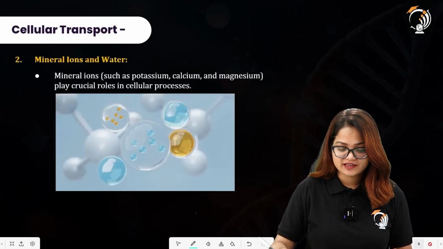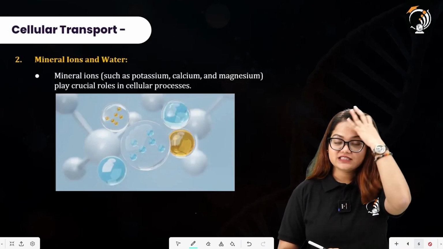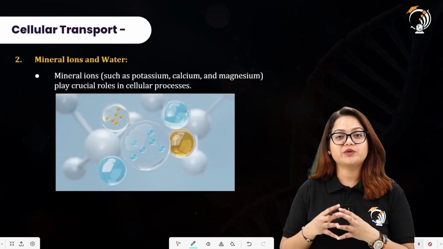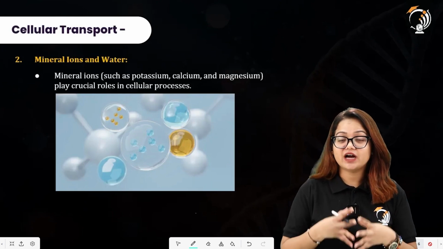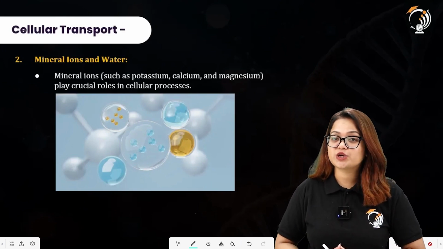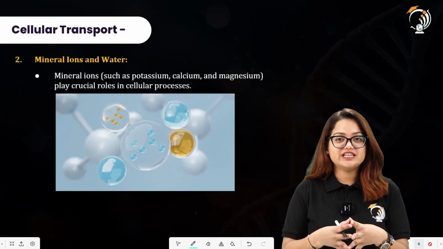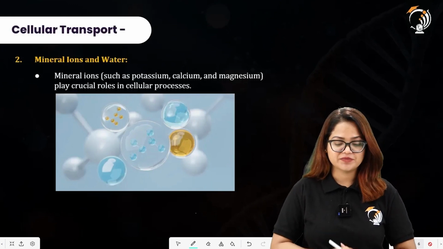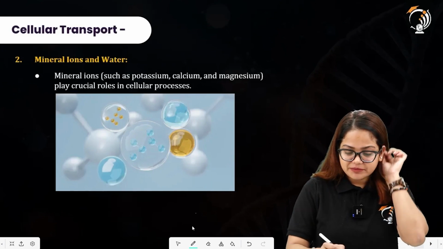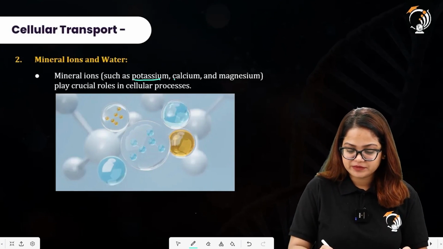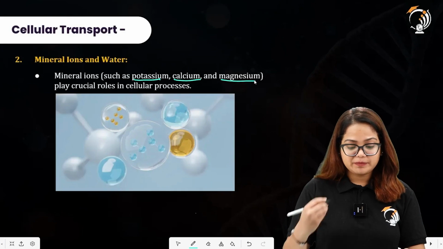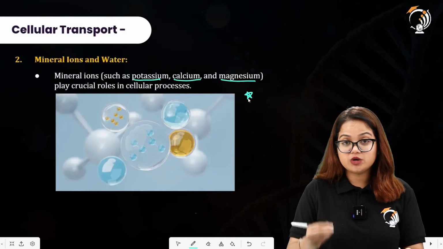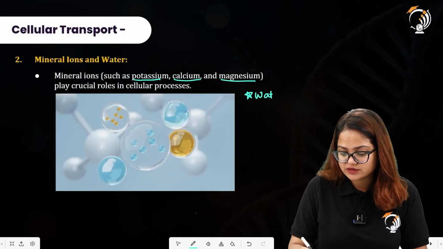All right. Moving further, mineral ions and water are also required by a cell. Now, water is the main region where most of the chemical activities occur. And mineral ions are also required by the plants. Both of these, water and mineral ions, are crucial to maintain the osmotic balance. So, we will talk about that. The mineral ions such as potassium, calcium and magnesium play crucial roles in cellular processes.